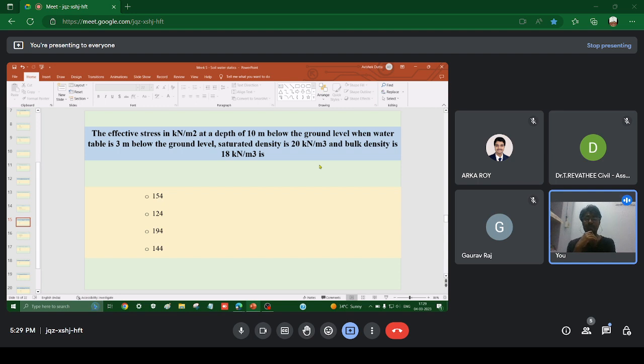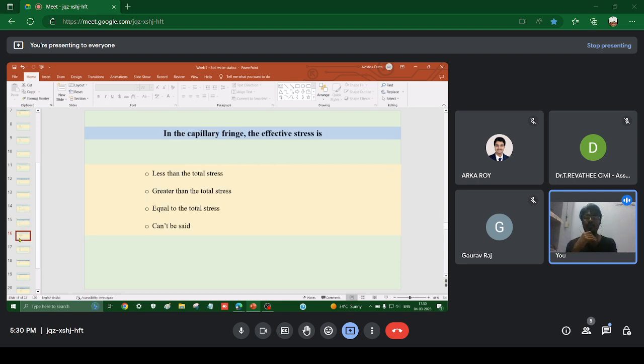We have to find out the effective stress at 10 meter depth below the ground level. The options are 154, 124, 194 and 144 in kN per meter square. Okay. Next question.